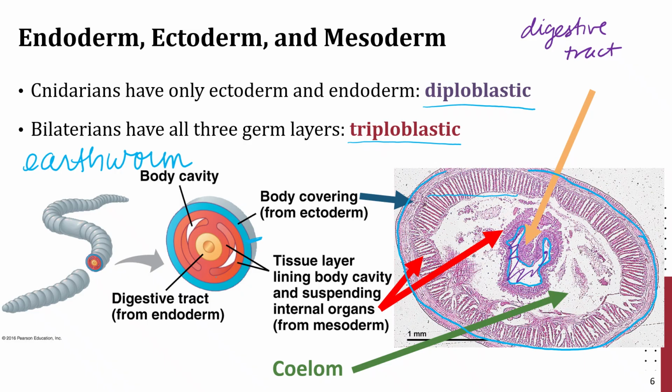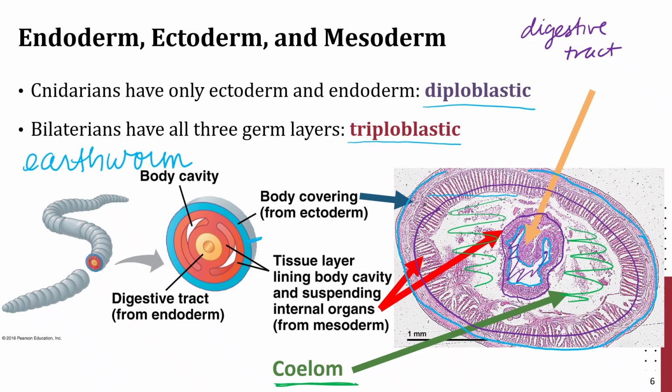Surrounding that digestive tract is the mesoderm. The earthworm has mesoderm on both sides, surrounding the digestive tract, and then also lining the ectoderm. So we see it in 2 locations. The body cavity that I mentioned is this area between the 2 layers of mesoderm, between the endoderm and the ectoderm. In this particular organism, we say that they have a coelom.